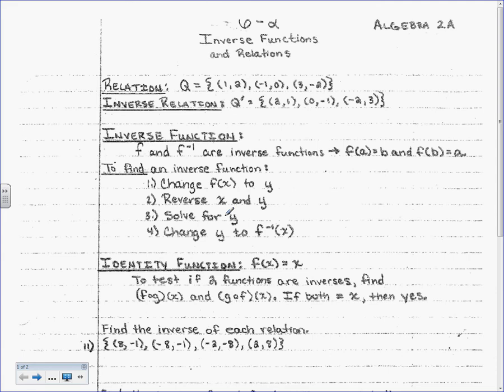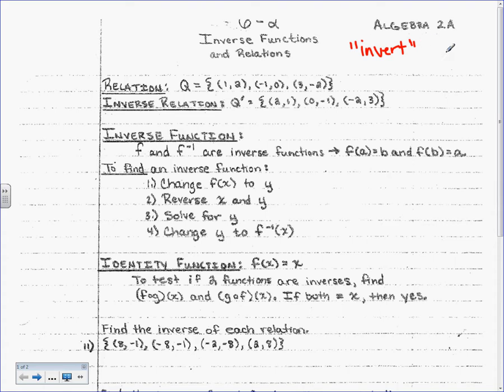We're doing 6-2 inverse functions and relations. So when you hear the word inverse, what word do you hear inside of that? Like, what's another word for inverse? Invert. That's what I think. So you might want to even write that down, okay? We're going to invert.